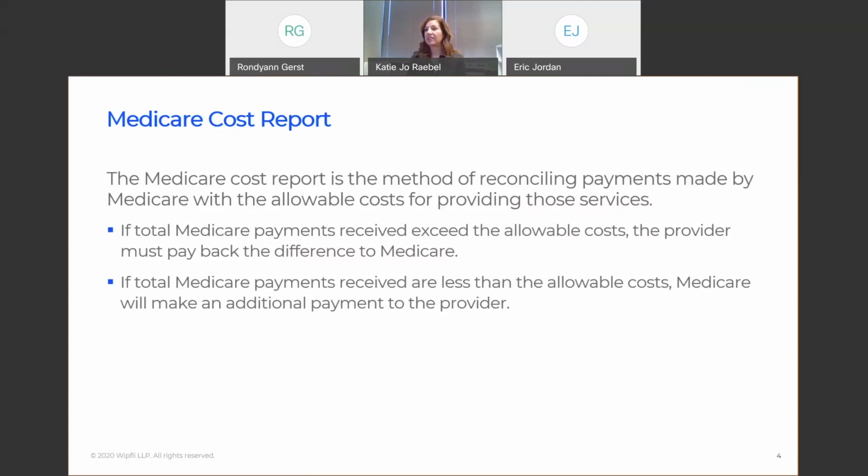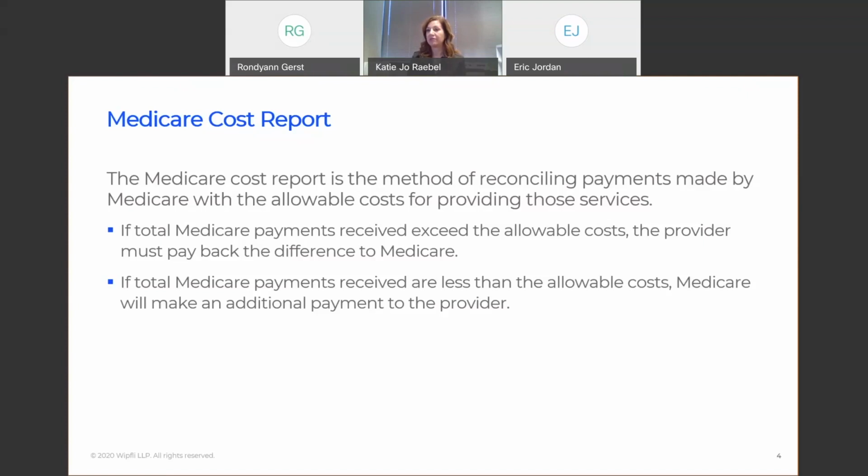So it's a reconciliation. What did you get paid during the year? What should you have gotten paid? And Medicare is going to either owe you some or you're going to owe Medicare as well. It just depends on how things shake out with your interim rates. We also have a couple other components of the cost report that we'll talk about that also go into your costs per visit and your settlement amount.